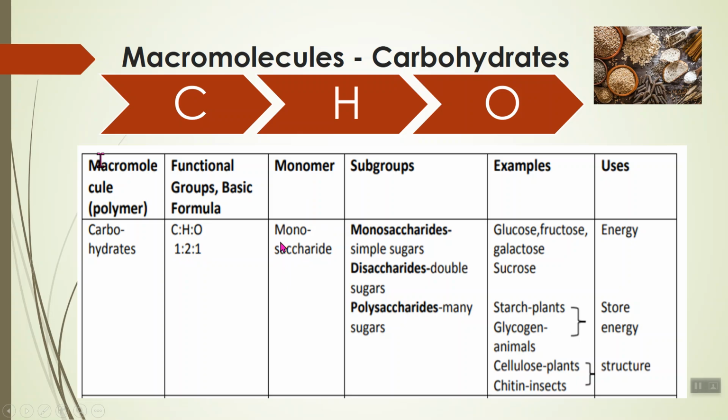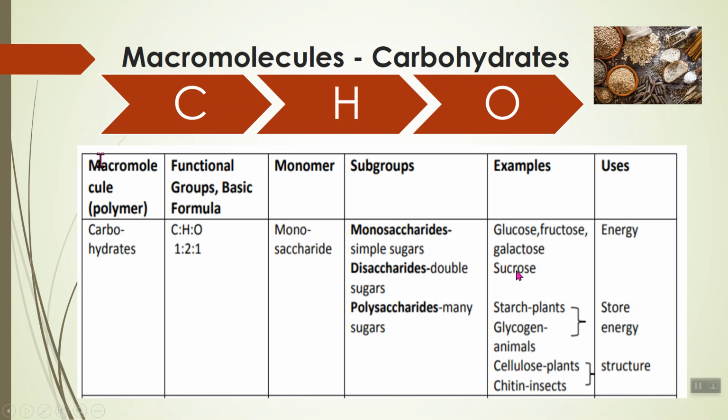The monomer, or single unit, of which carbohydrates are made is the monosaccharide. Monosaccharides are simple sugars like glucose. Disaccharides are another type of carbohydrate, made up of two monosaccharides, and polysaccharides are made up of many monosaccharides. Examples are starch, glycogen, cellulose, and chitin. These are examples of carbohydrates which are polysaccharides.